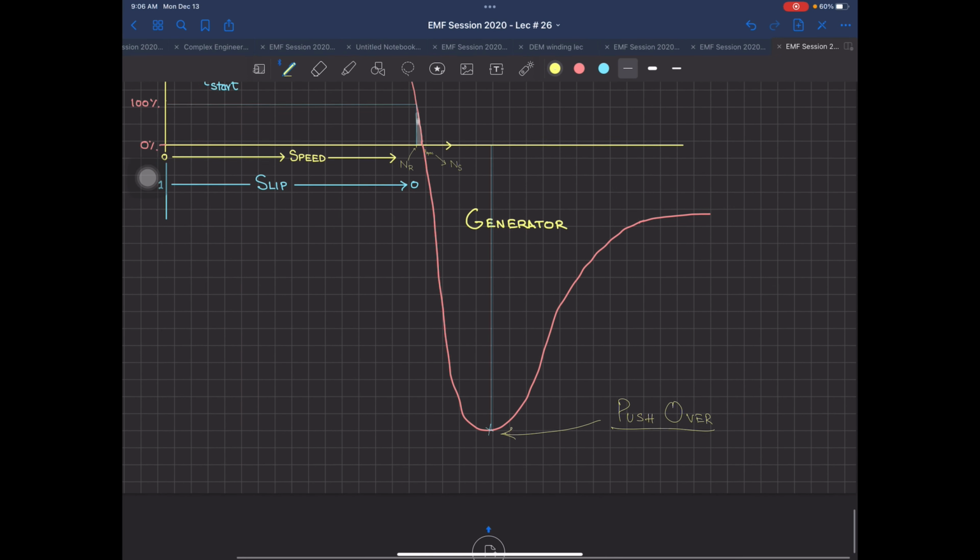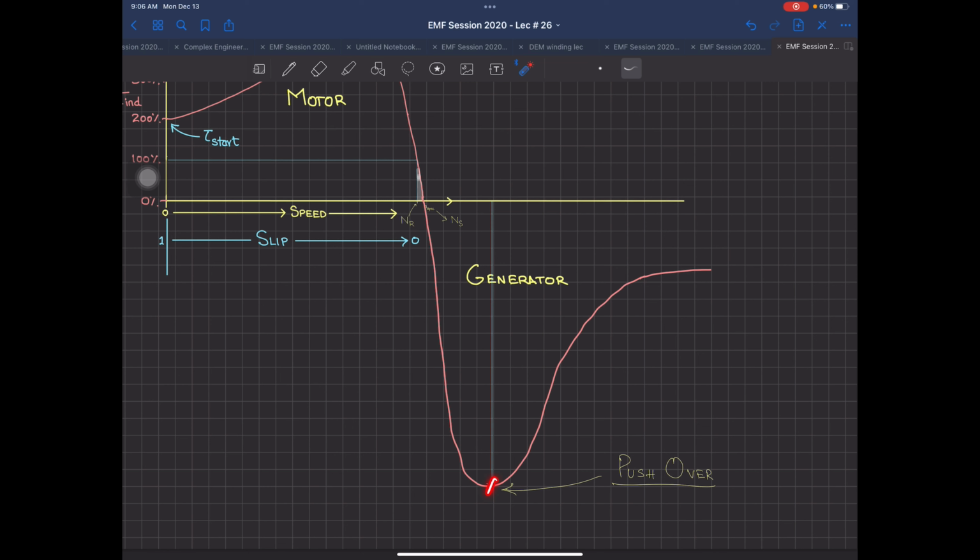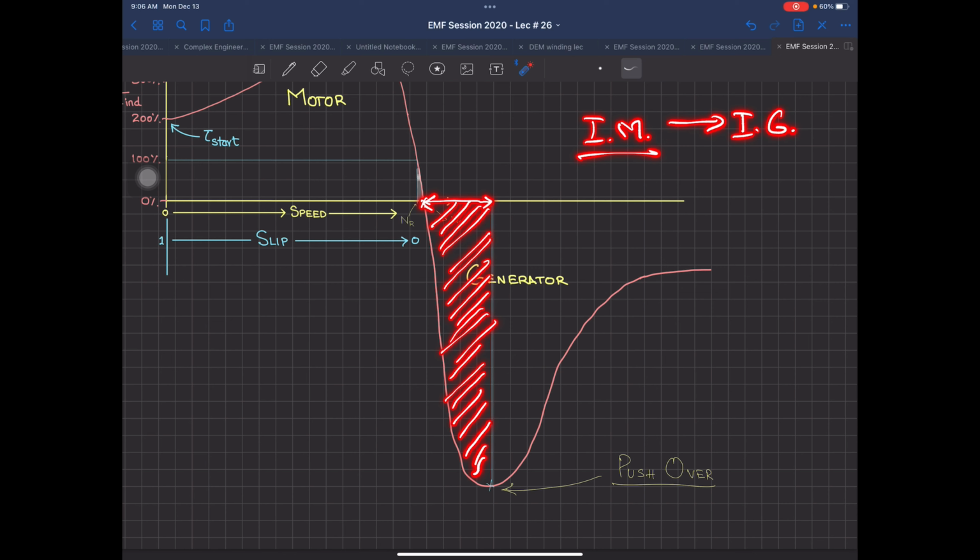This one over here in generator case, you call this one as the pushover, and your speed when it goes beyond this point up till this range. So this range which I am making shaded is actually the point when the induction machine, which has been converted into an induction generator, will supply power to your grid.